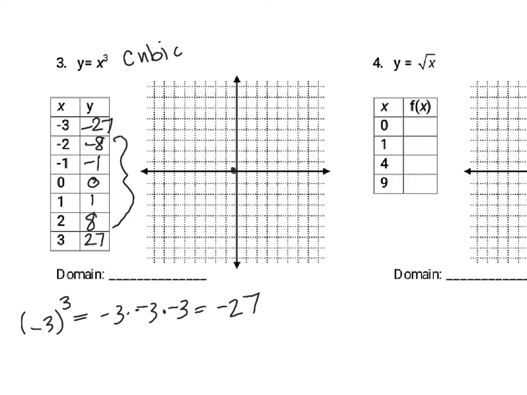So (0, 0), (1, 1), and then (2, 8), and same for (-2, -8). And what this kind of looks like is, and you can graph this on Desmos if you'd like some help too. Oh, I missed that point. I should have put it on there.